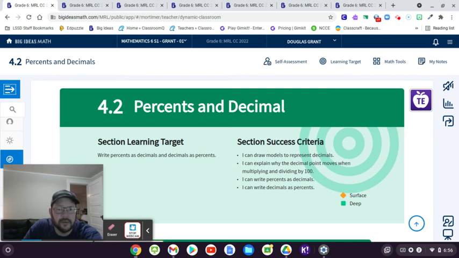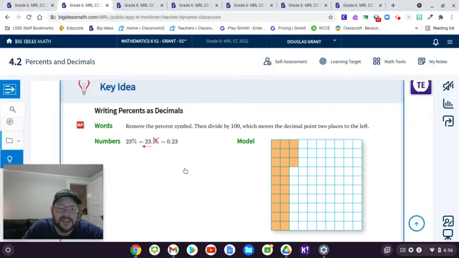Hi-ho! It is 4.2 time, percents and decimals. Way easier than fractions and decimals, by the way. So if you'd like to take some notes on this, there's not a whole lot to take notes on. But on this page, there's a little bit.